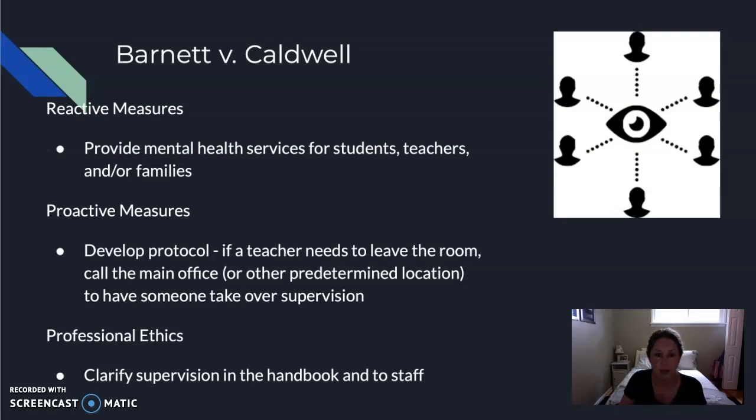The third court case is Barnett versus Caldwell. This took place recently at a high school in Georgia. Caldwell left her classroom unattended and asked another teacher to listen out for her class. Antoine Williams, one of her high school students, was engaging in horseplay with another student when Antoine fell to the ground with the other student on top of him.